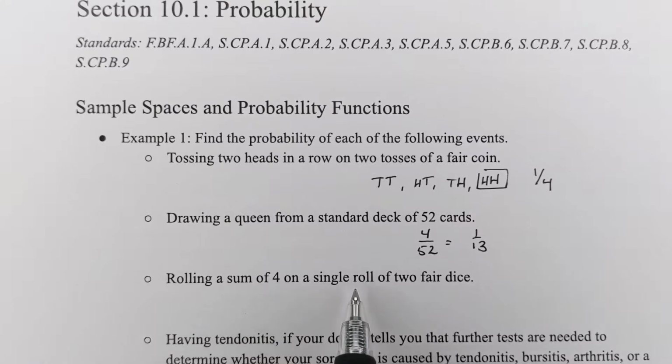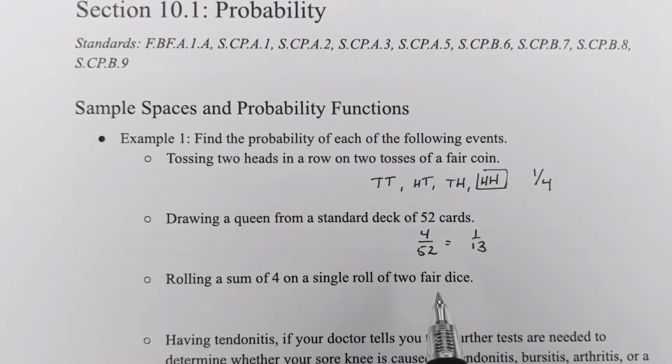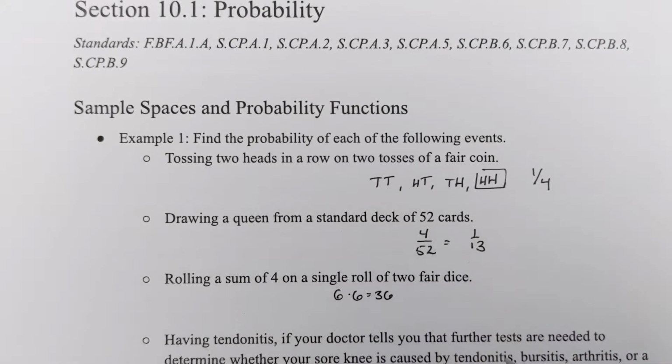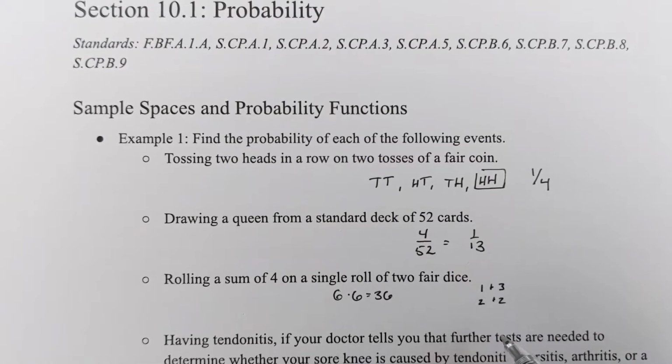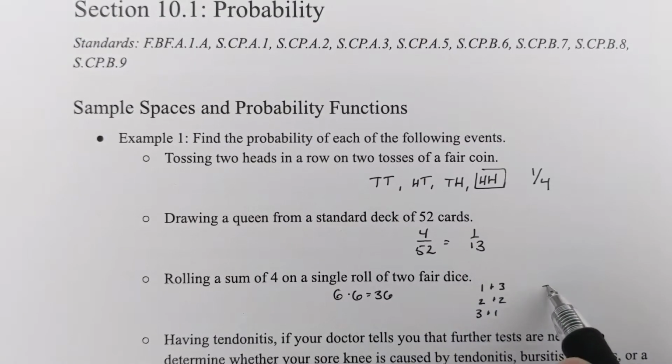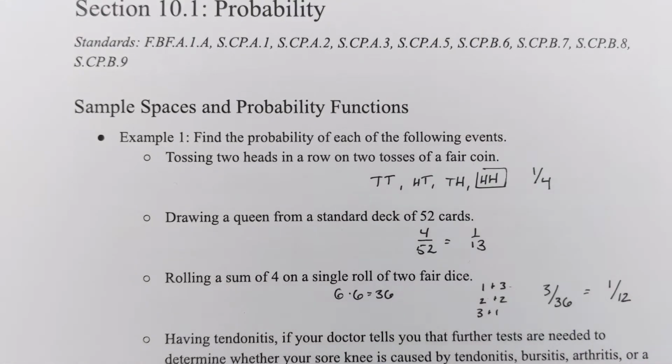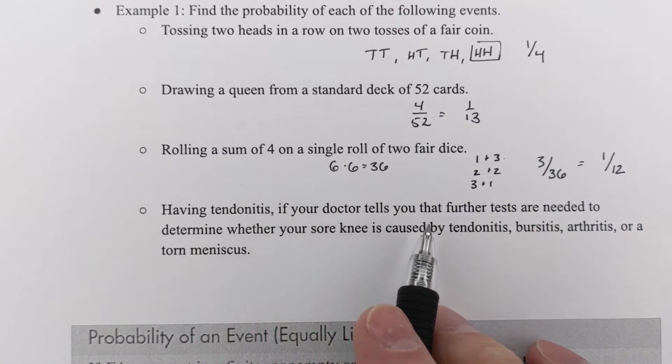Rolling a sum of 4 on a single roll of 2 fair dice. Okay, so let's see here. If I'm rolling 2 dice, there are a total of 36 possible outcomes, 6 from the first die, 6 from the second die. Rolling a sum of 4, well, let's see how we can do that. We can do a 1 and a 3, we can do a 2 and a 2, and we can do a 3 and a 1. So that gives us 3 out of 36. Notice that 1 and 3 and 3 and 1 are different things because first die, second die. Here it doesn't matter because they're both 2s, which would be, what, 1/12? So 1/12.